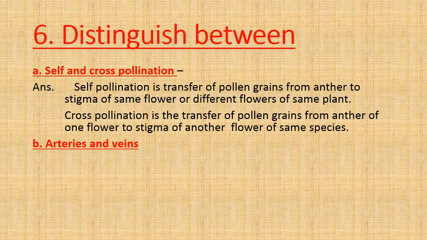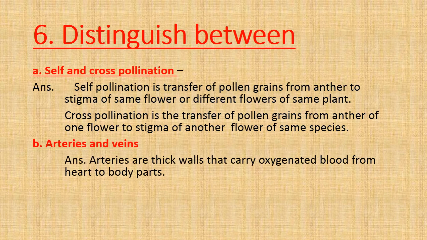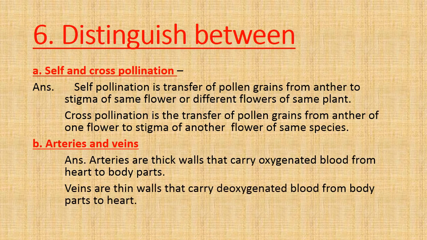Part B, arteries and veins. So we all know arteries have thick walls, whereas veins have thin walls. Arteries carry oxygenated blood and veins carry deoxygenated blood. And arteries will carry this blood from the heart to body parts, whereas veins will carry deoxygenated blood from body parts to the heart. So this is the main difference between arteries and veins.